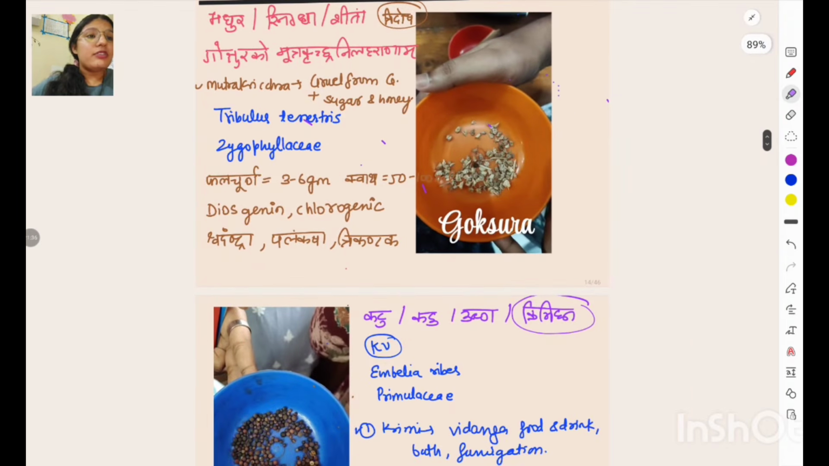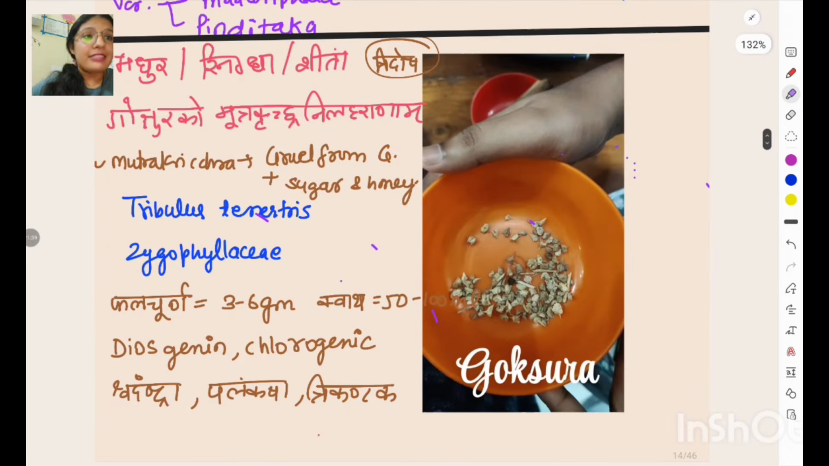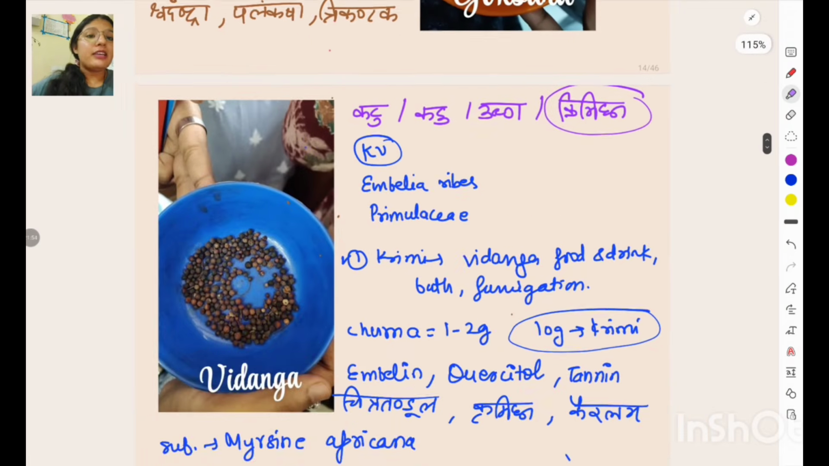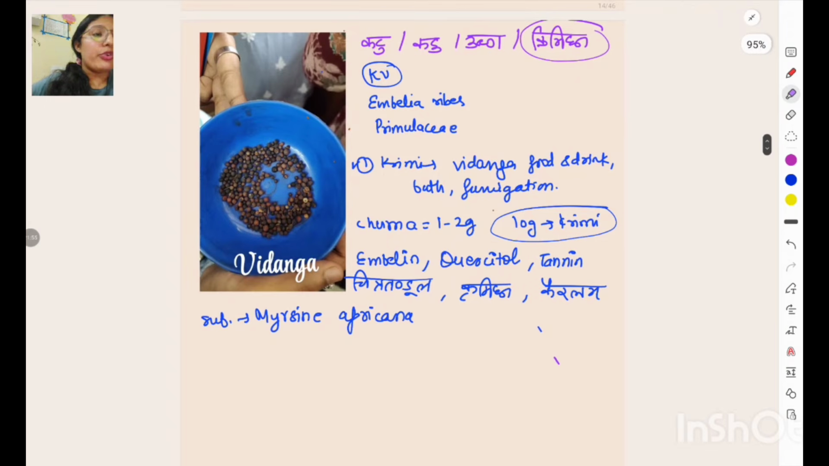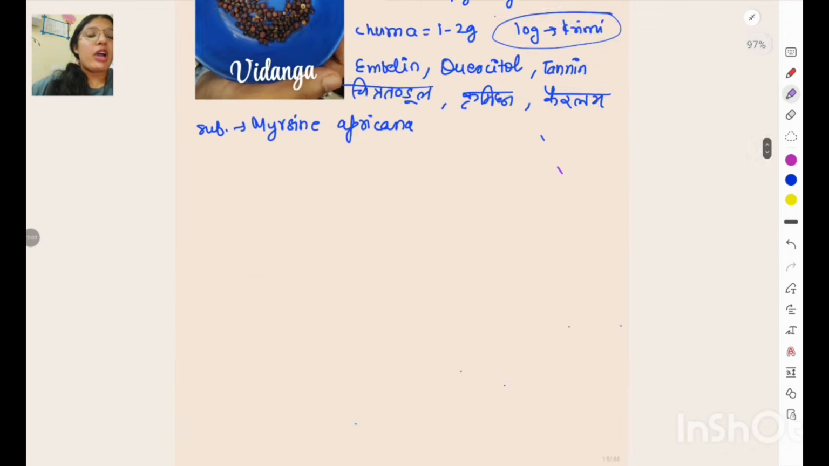And next one is Gokshura, we are using fruit as the official part, and its botanical name is Tribulus terrestris. Its Agre Karma is Gokshura Mutrakrichra Anil Harana, Zygophyllaceae family, and important phytochemical is Rhizome, okay. Next comes the Vidanga, and these are the important points. Vidanga's Prabhava is Krimighna, very important, okay. And if you want to kill the Krimi, 10 gram you have to give.